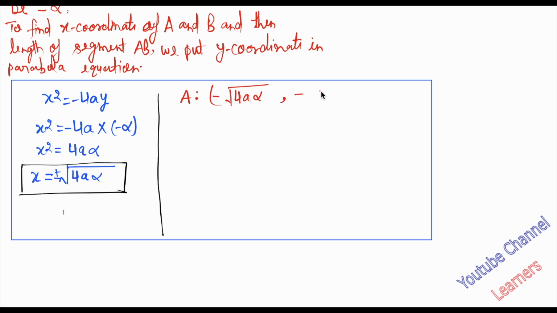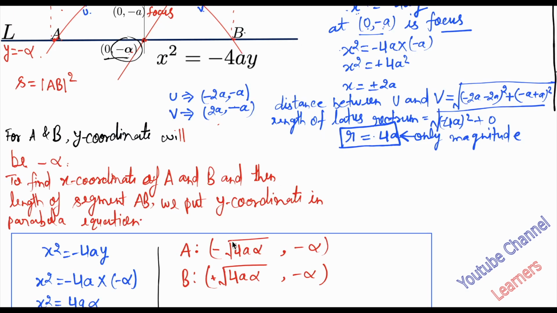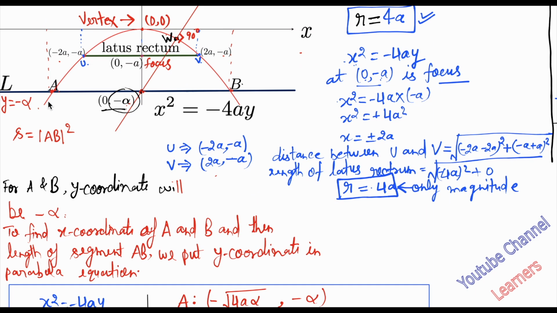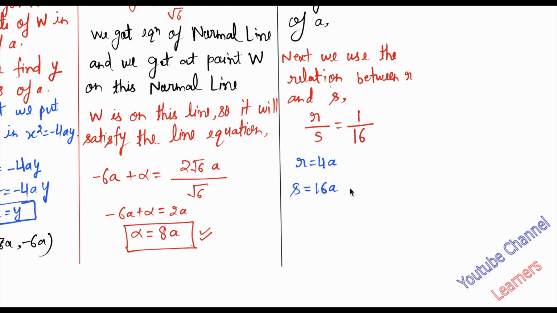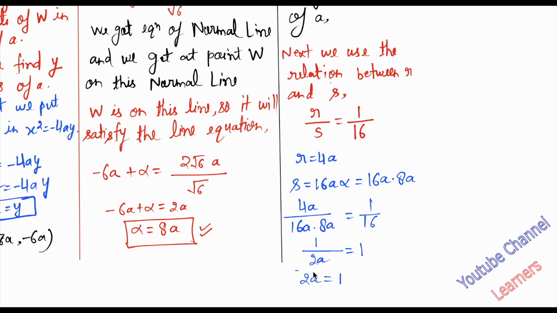So we have the coordinates of A and the coordinates of B. The distance between A and B can be written as twice the x coordinate here, due to the symmetry of A and B, and also the y coordinates are the same for both points A and B. Then we calculated the value of S, which is the square of the length of line segment AB, which is 16a alpha. S equals 16a alpha, and we put it in the R is to S ratio and found that 2a equals 1.